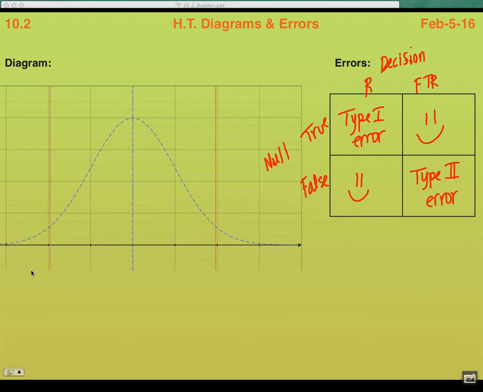Okay, one thing to know is that a type 1 error is defined by alpha. So alpha is the probability of a type 1 error. Beta is going to be the probability of a type 2 error. They are inversely related. So as alpha increases, beta decreases. As beta increases, alpha decreases. So as I increase the probability of one error, the other one is going to decrease.